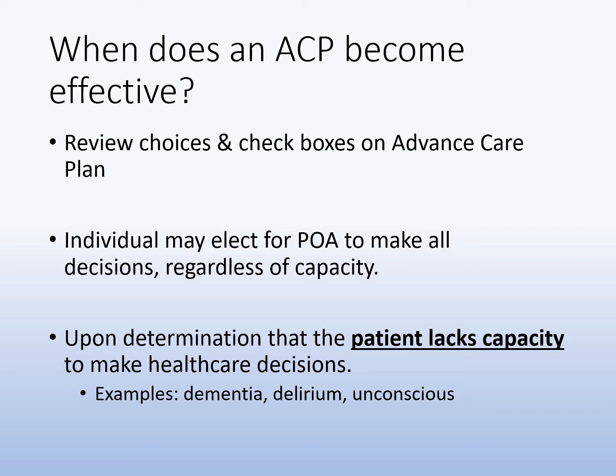So when you think about, well, what does it mean when they lack capacity? It means that they usually have some kind of cognitive deficit. It could be long-term, such as dementia, or it could be a state of delirium, or perhaps some kind of unconscious state. Sometimes, of course, you think about people undergoing surgery or anesthesia. Obviously, they don't have the capacity to make those decisions while they're in that state. In this situation, that's when a designated power of attorney would make healthcare decisions for them, really using that ACP as a guide.